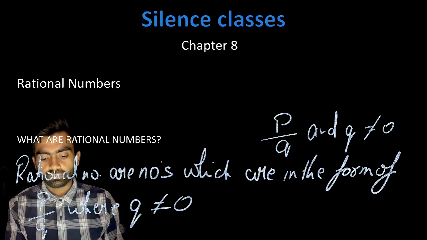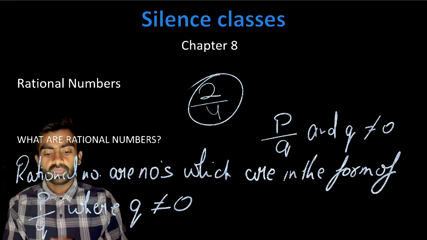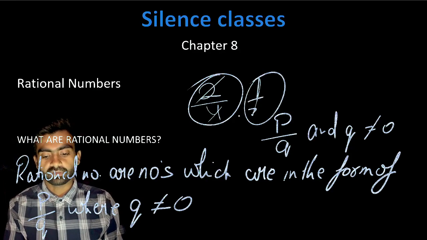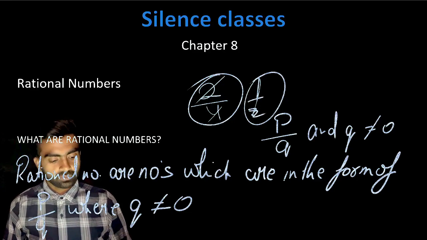If I write 2 upon 4, we can say it is a rational number. If I do it in the standard form, 2 1s are 2, 2 2s are 4, so 1 upon 2 is the standard form of this particular rational number. Now let's move on.